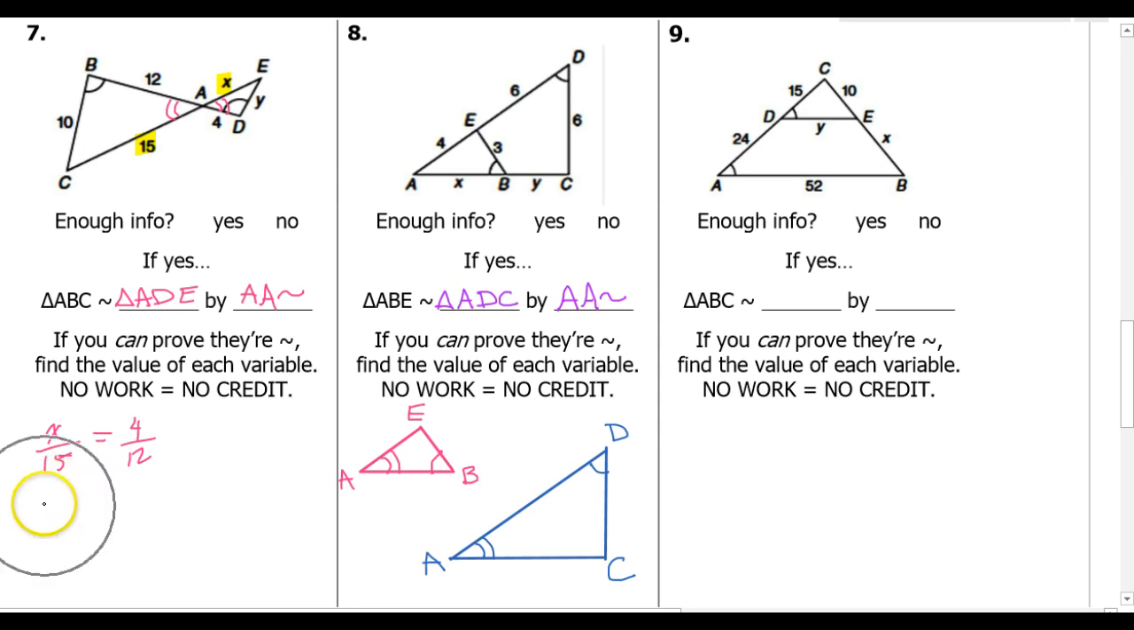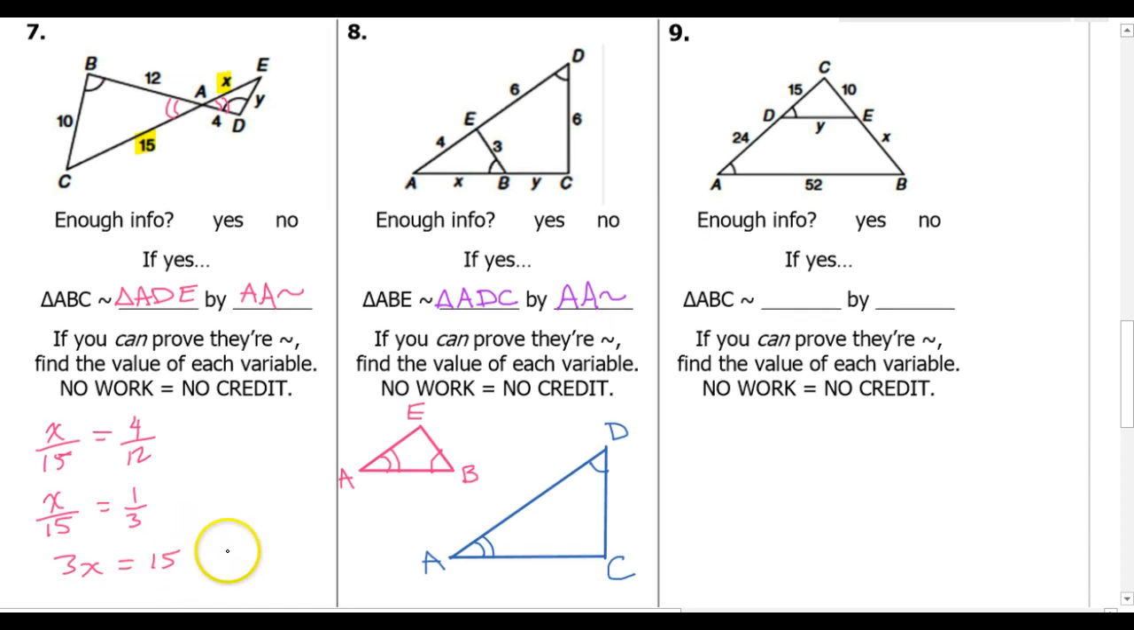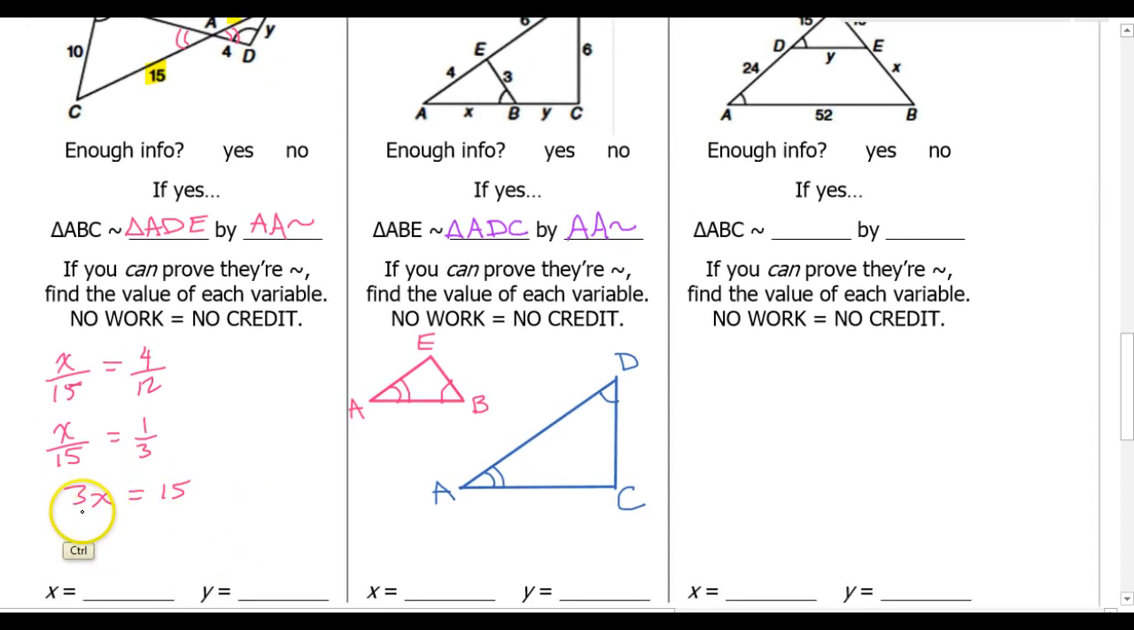So first I would reduce. So this reduces down to 1/3. And then I would cross multiply. So that will give me 3x is equal to 15. And then if I divide both sides by 3, that gives me x is equal to 5.